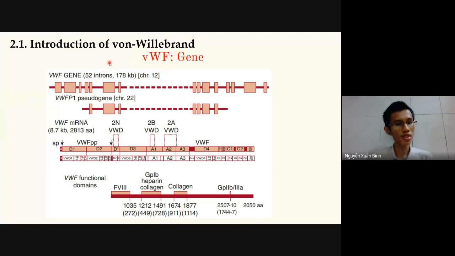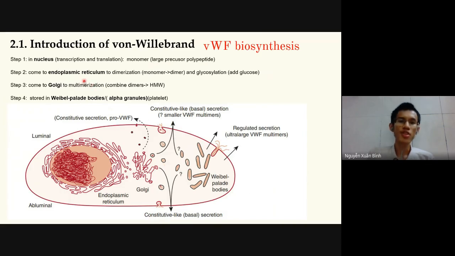So this is the gene of von Willebrand factor on chromosome 12. After transcription, von Willebrand mRNA is produced. As you can see here, these are the domains of the mRNA, which will be expressed as the functional areas in the von Willebrand factor. Okay. So I will introduce von Willebrand factor biosynthesis in this slide.